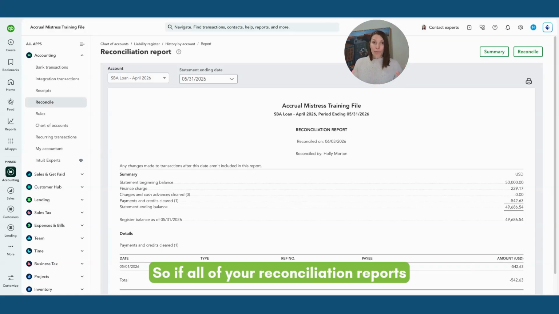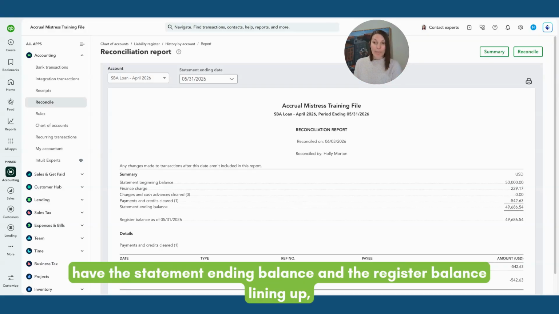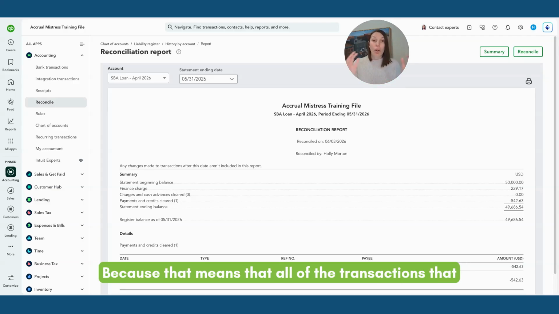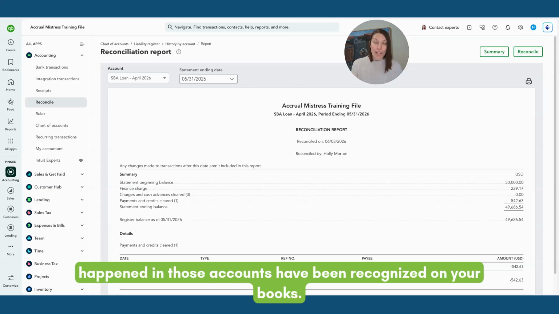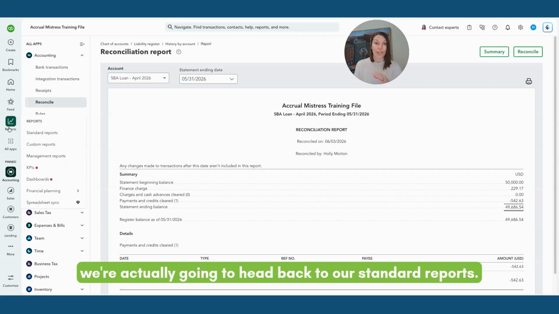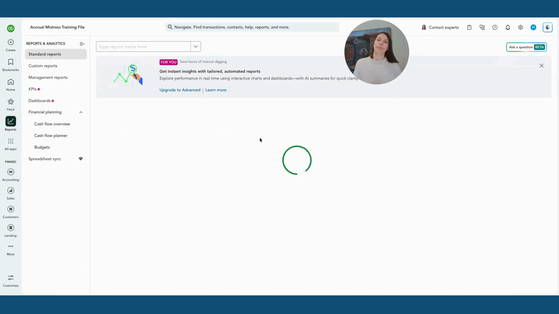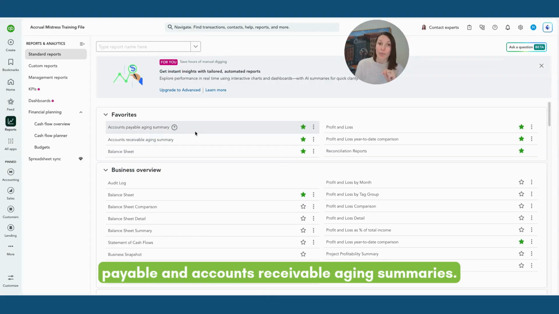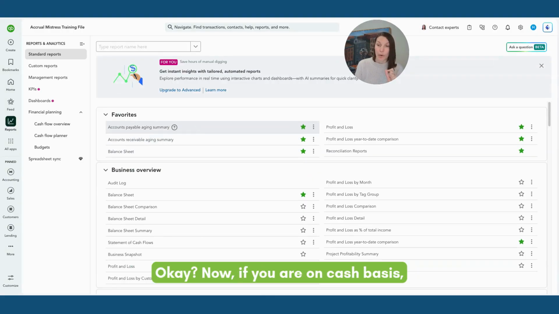So if all of your reconciliation reports have the statement ending balance and the register balance lining up, that is the first step to being able to trust your reports, because that means that all of the transactions that happened in those accounts have been recognized on your books, okay? After you've gone through that process, we're actually going to head back to our standard reports. And we're going to look at our two accounts payable and accounts receivable aging summaries, okay?